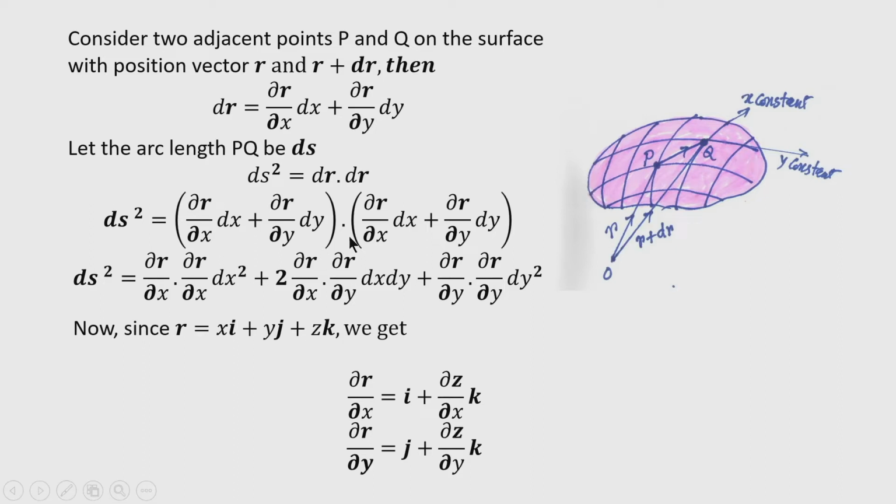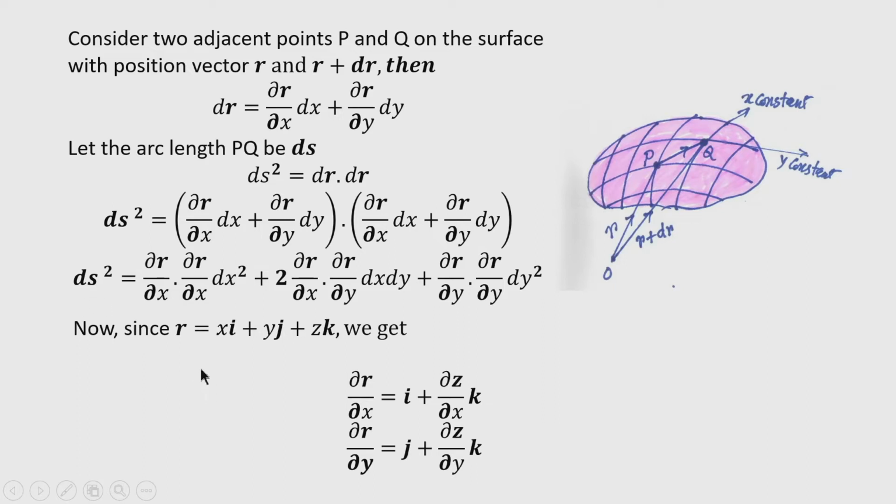Okay. So, now since r is equal to x i, where i is the unit vector, y j, which is the unit vector along the y axis, and z k, the unit vector along the z axis, and x, y, z are the coordinates of P, I have to use the derivative of this r in this expression. Therefore, we should find the derivative of r and substitute here to find the complete expression of ds squared.